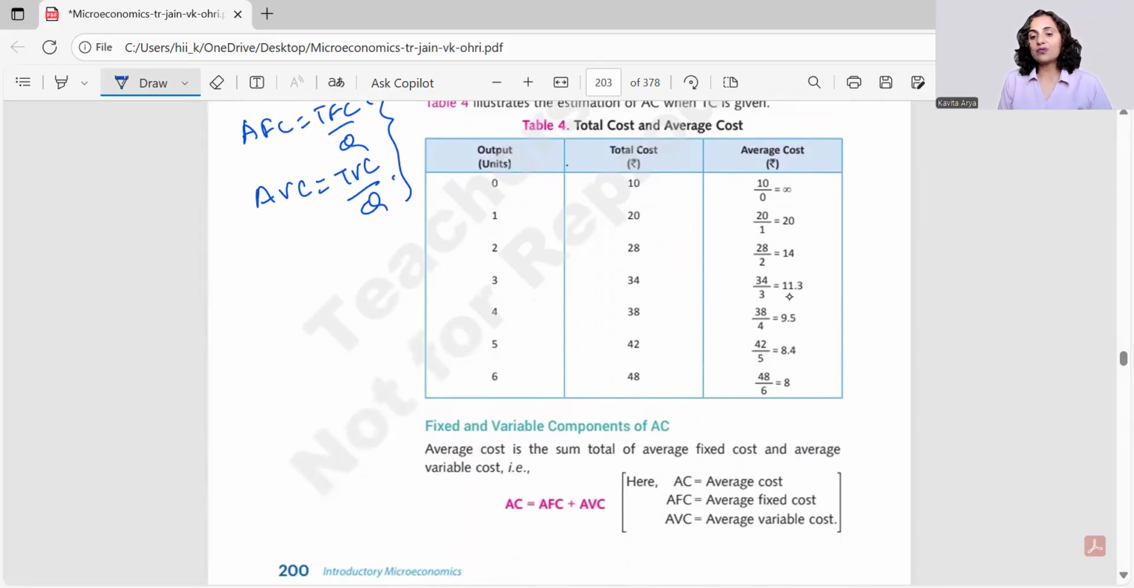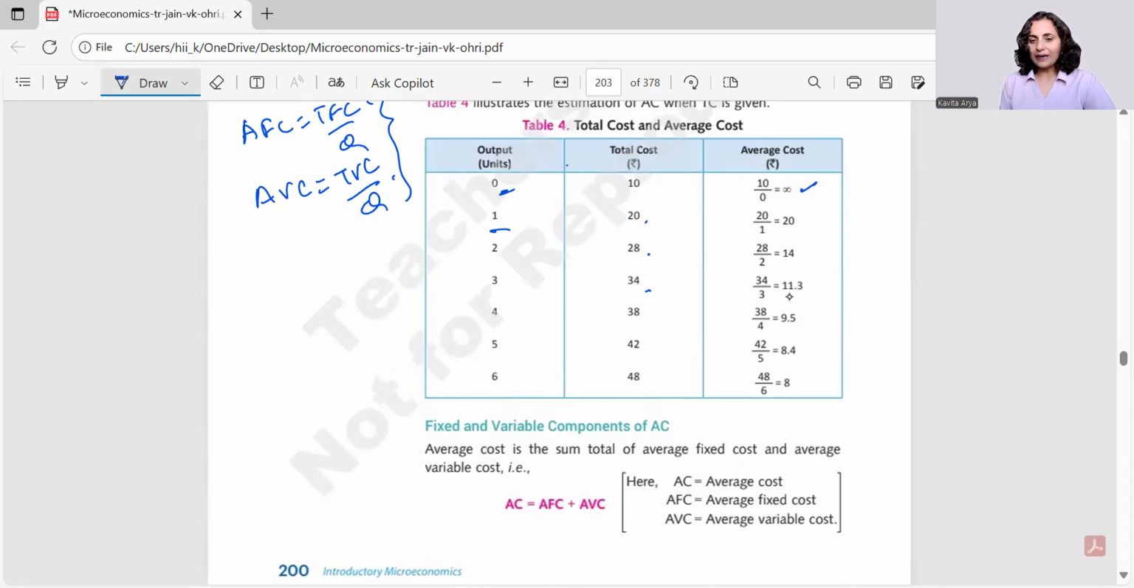So our total cost was this. We added 10 each, the fixed cost to the variable cost, and we are simply dividing it. So at first level, when we are talking about zero level of output, it's infinite, because mathematics says zero in the denominator is a danger sign. So it's just infinity. We cannot define it and express it clearly. Right. So here it is 20 by 1, 28 by 2, 34 by 3. So you get to have this.